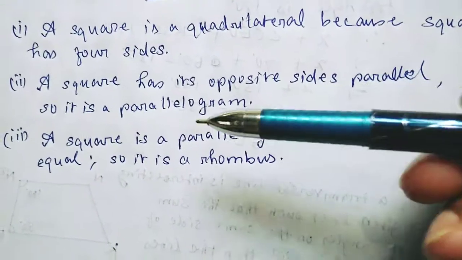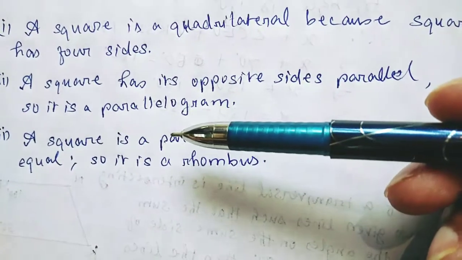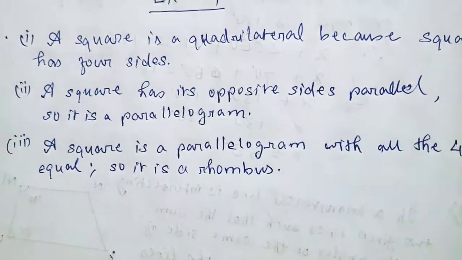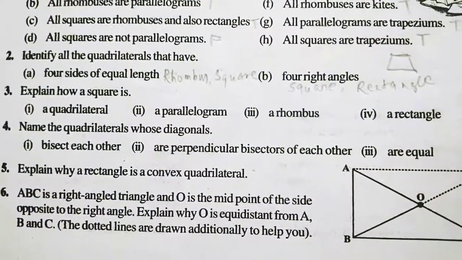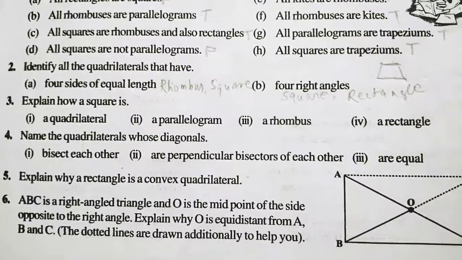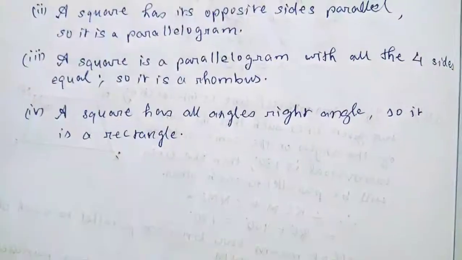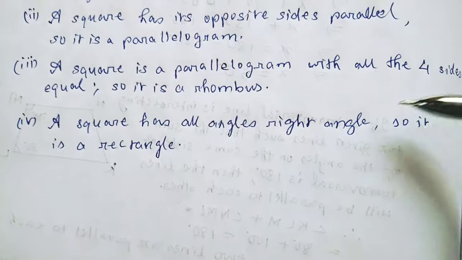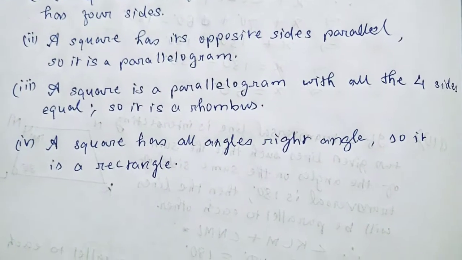So students, you can see here, a square is a parallelogram with all the four sides equal, right? So all the four sides of a square are equal, so it is a rhombus also. Understood? Now how is a square a rectangle? A square is a rectangle because all the angles of a square are right angles, like a rectangle. So a square has all angles right angle, so it is a rectangle also, okay.